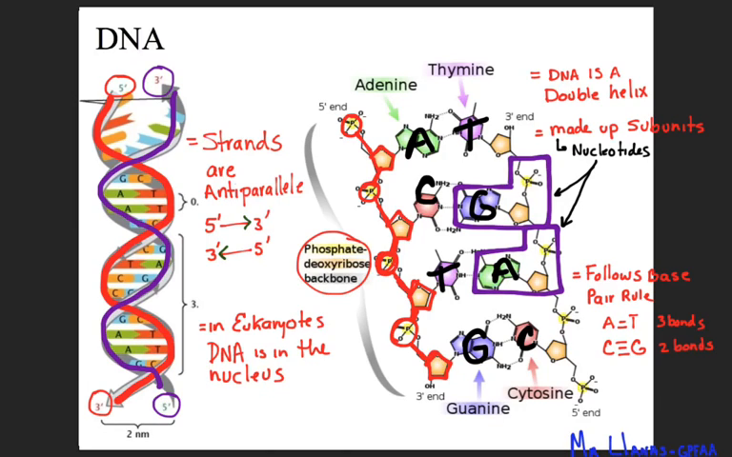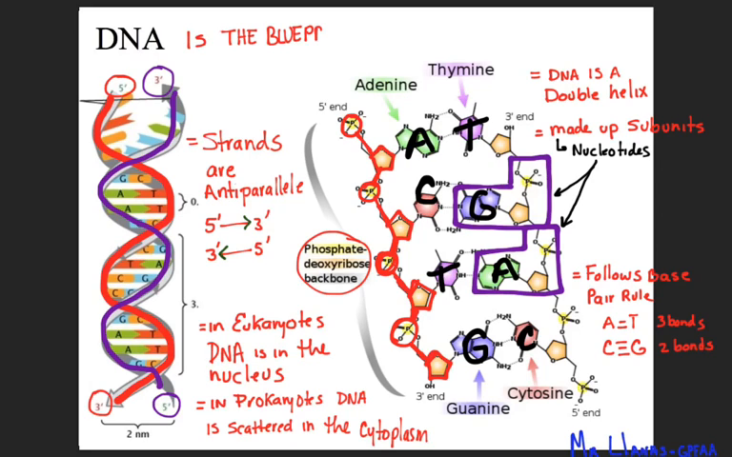Now, the last two things we'll talk about. Eukaryotes have their DNA in the nucleus, so this entire structure is in the nucleus. Prokaryotes, they have it where? You should know. Correct, it's in the cytoplasm. It's scattered all over the cytoplasm. And the last thing is that DNA is the blueprint of living things. Everything that's living uses DNA as its blueprint.